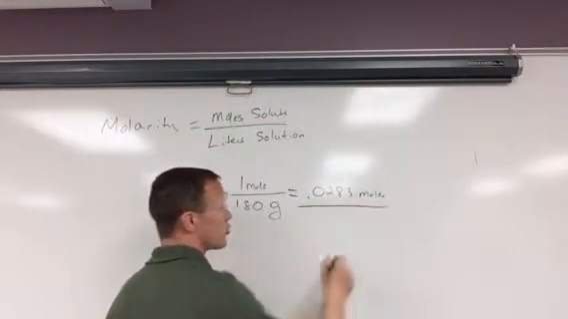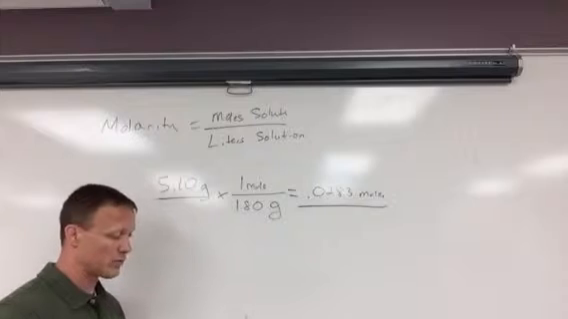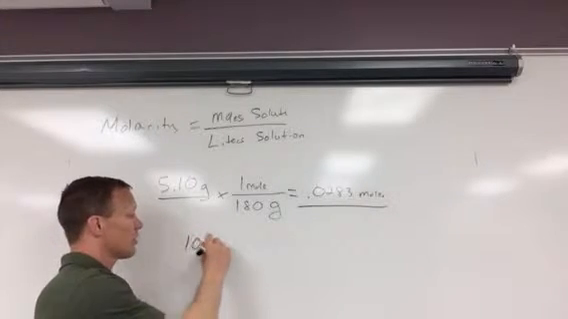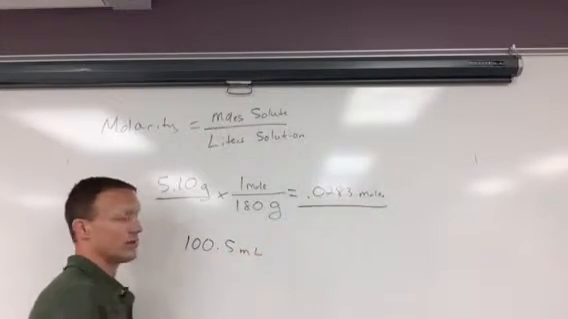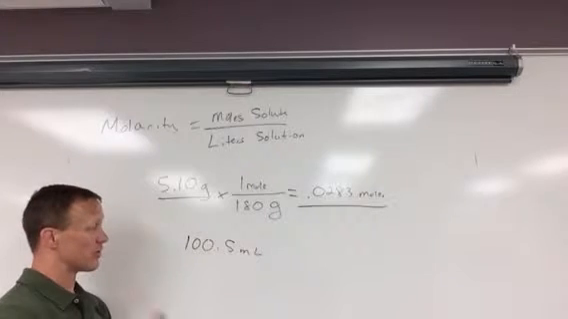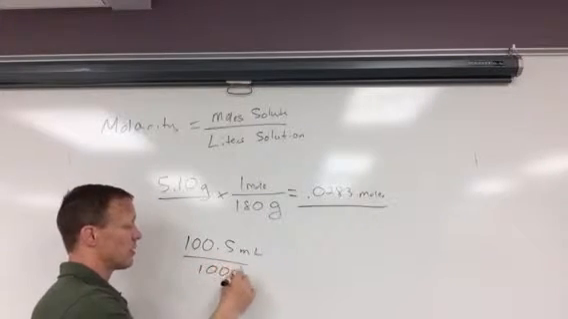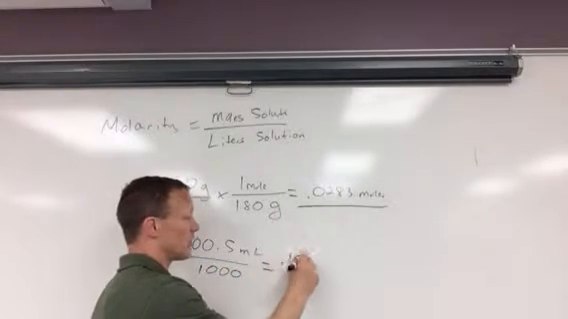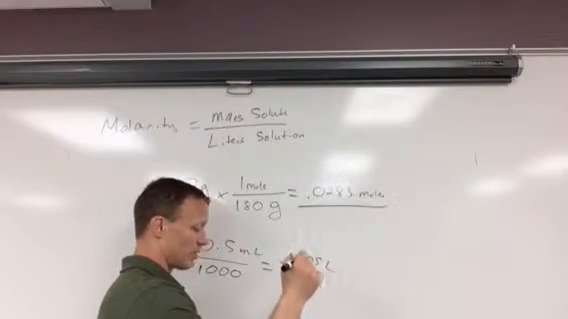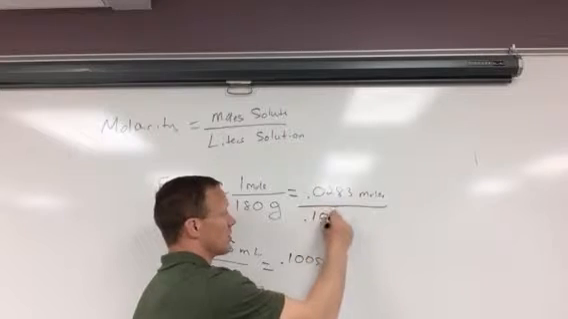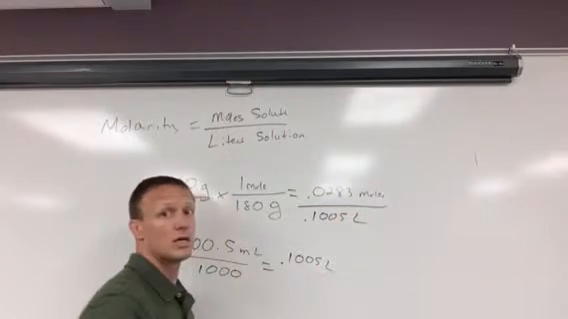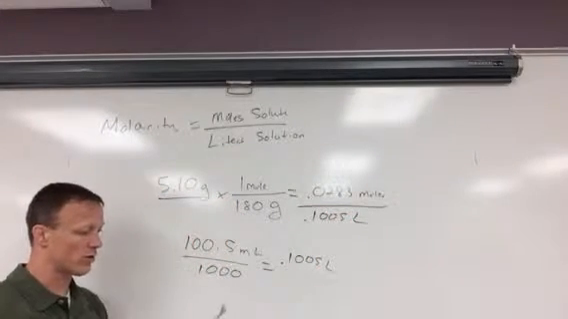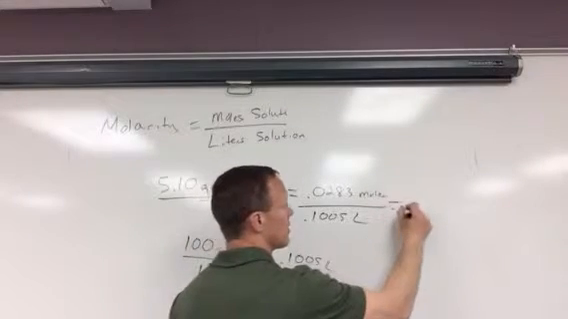We need to divide that by the total number of liters. Well, it says we have 100.5 milliliters. There's 1,000 milliliters in a liter, so we need to divide this by 1,000, which gives us, that'd be 3 decimal places back, 0.1005 liters. So put this over 0.1005 liters, divide the two, and we get our moles per liter, which is 0.28.